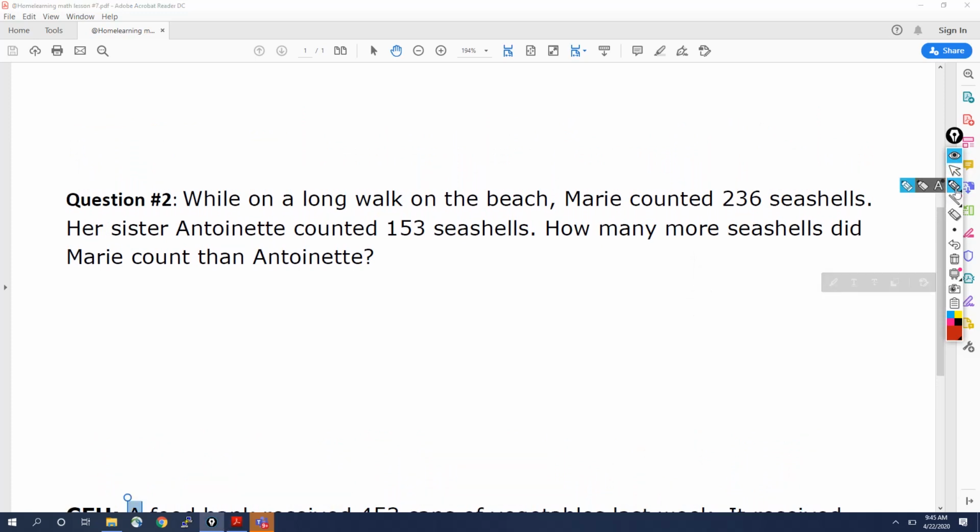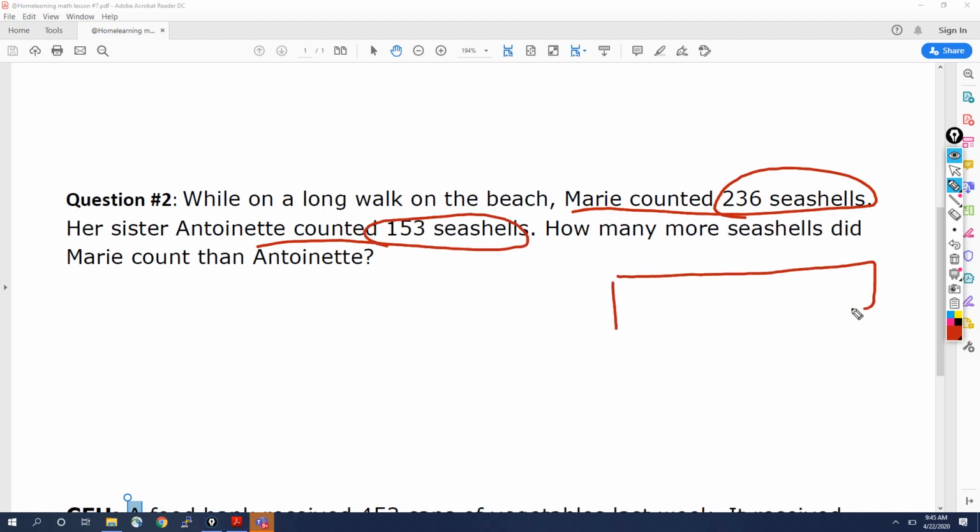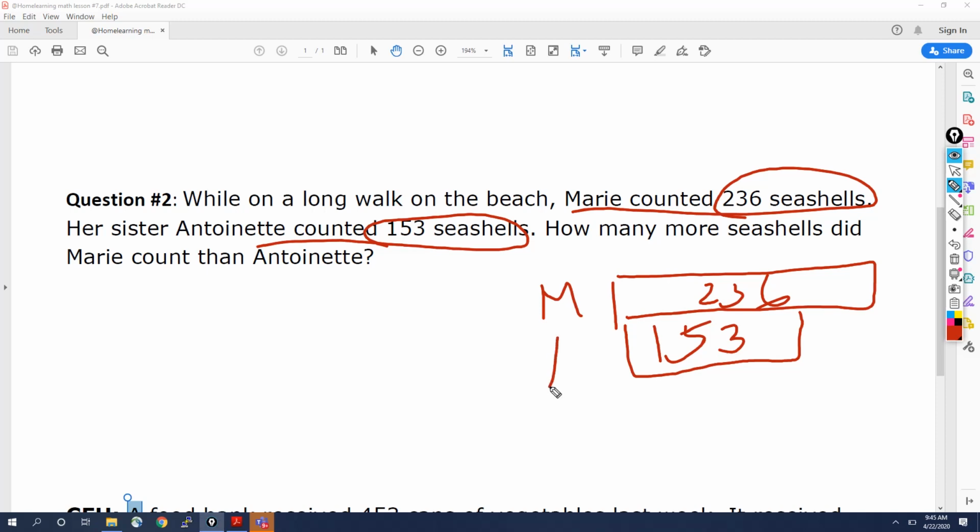Okay, while on a long walk on the beach, Marie counted 236 seashells. Her sister Antoinette counted 153 seashells. How many more seashells does Maria count than Antoinette? So Maria counted 236, Antoinette counted 153. So they both know how much they counted. So this is Maria, 236. And then Antoinette will be 153, shorter than 236. So we're looking for this missing part in here.